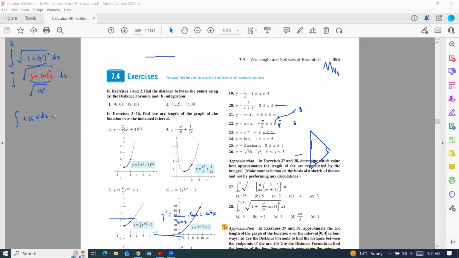So what's the antiderivative of cosecant? Cosecant cotangent? I say, really? Did you memorize it? Yeah. So it's ln of cosecant x plus cotangent x.